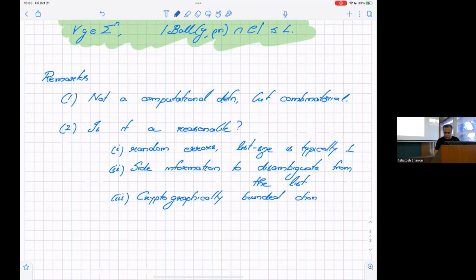That is, so far we have been talking of random channels or worst case error channels. Sometimes you can assume that the channel is also worst case, but it also has computational bounds on it. The channel is also an entity, a computational entity, and there are bounds on it. There are cases in which you can show that list decoding will work.